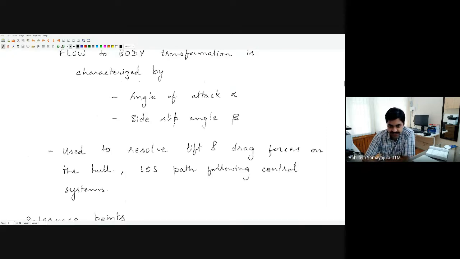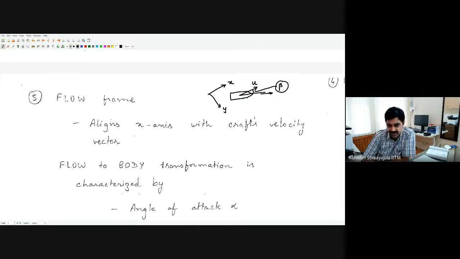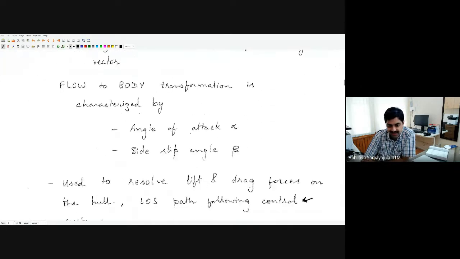This is primarily used for the lift and drag forces, and also it is sometimes useful when we are looking at line of control, path following control systems. So that's where sometimes you may see this concept being used where the flow frame can come into the picture. But in general, the flow frame will not come into the picture very often, other than the fact that we want to capture the lift and the drag forces.